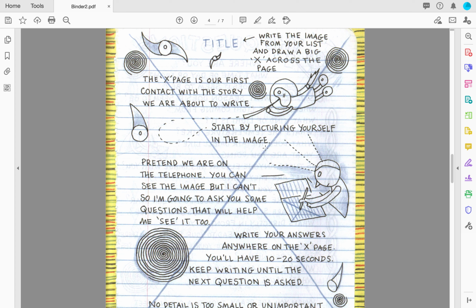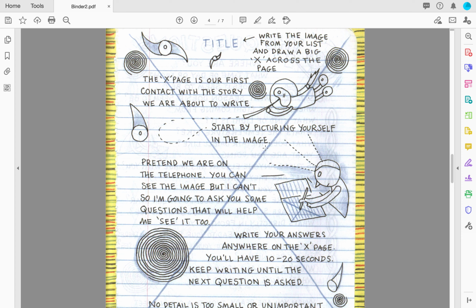Now on this X page, we're going to start by picturing ourselves in the image. And in this case, she's using it as a jumping off point for a story. We're going to keep this a little bit smaller because we're going to keep it to 10 minutes, not 20. But I want you to imagine that memory that you have and try to visualize it as much as you possibly can, thinking about the details. Then I'm going to ask you some questions, and I'll read through these in a second for you, but they'll be in the video as well. And what I want you to write down, and you'll have 10 to 20 seconds per question, is the answer as if I were on the phone and you were trying to describe that picture to me.